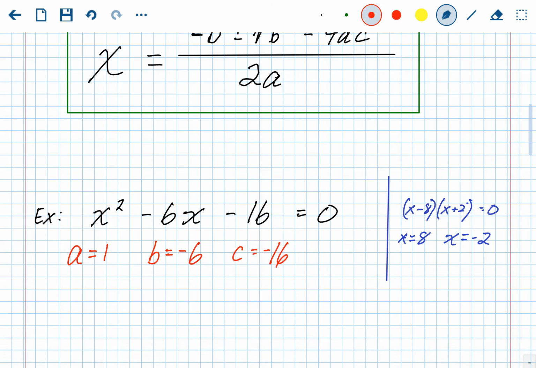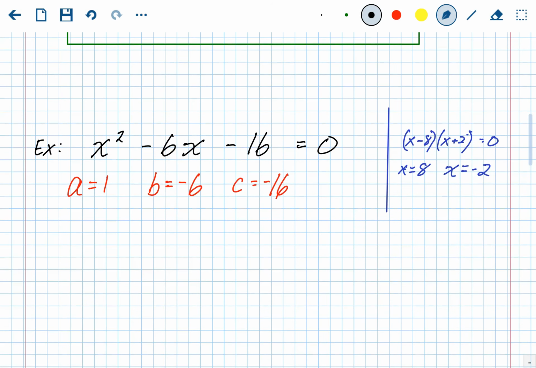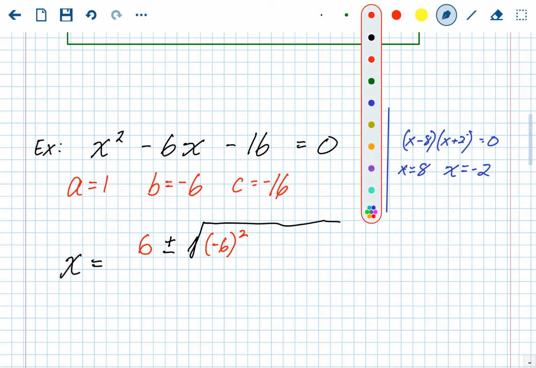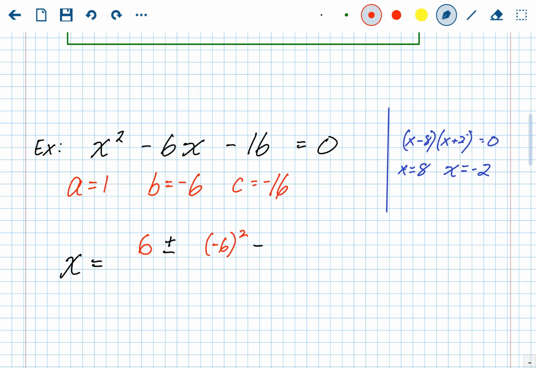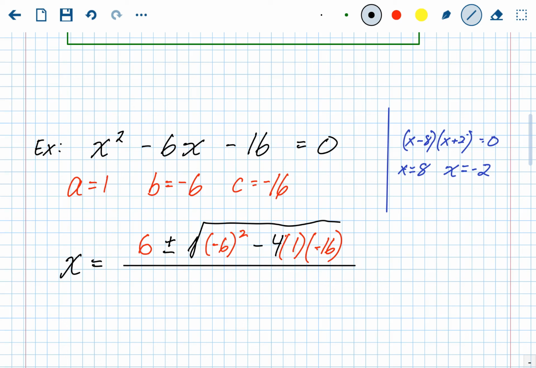We'll first identify a, b, and c. A is 1, b is negative 6, c is negative 16. Then we're just plugging things into the formula. Start with the opposite of b. B is negative 6, so the opposite is positive 6. Plus or minus the big square root of negative 6 squared, b squared, minus 4 times a, which is 1, times c, which is negative 16. The whole thing is divided by 2 times a, 2 times 1.